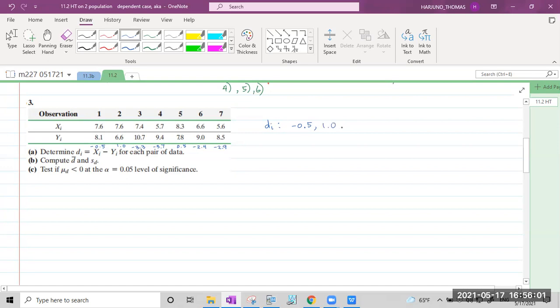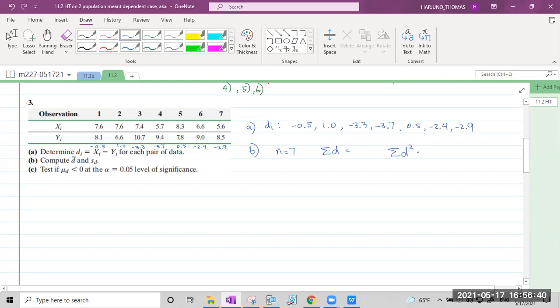Okay, now I copy that here so that we can see better: 1.0, negative 3.3, negative 3.7, 0.5, negative 2.4, negative 2.9. That's our D's. Okay, and then part B, we will find the D bar and SD. So n equals 7. What is the sum of these? So you add these numbers here, and we'll find the sum of D squared.